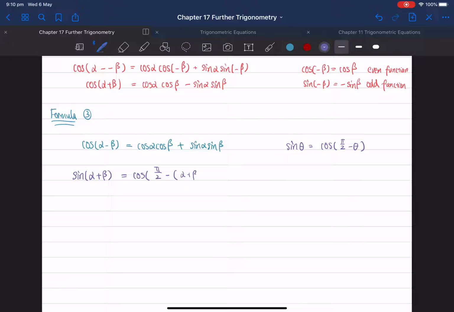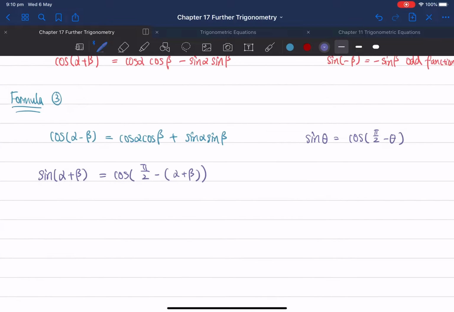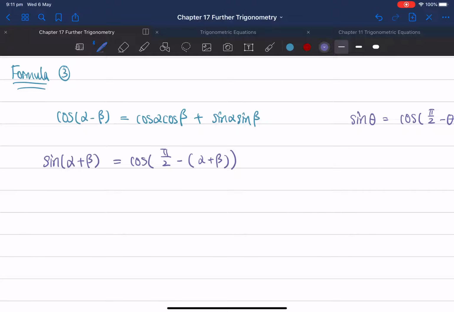bracket alpha plus beta. Now you have to pay close attention to this. Very important. I'm just going to zoom in a bit. Let's have a look at what happened. Pay attention. Now what I'm going to do is remove the brackets. And then, this is really special now, I'm going to combine the first two terms, like pi over 2 minus alpha, together.